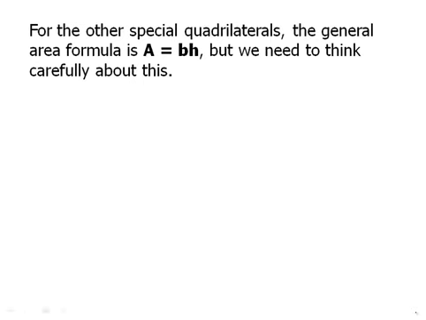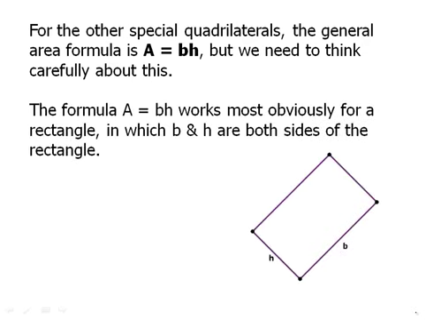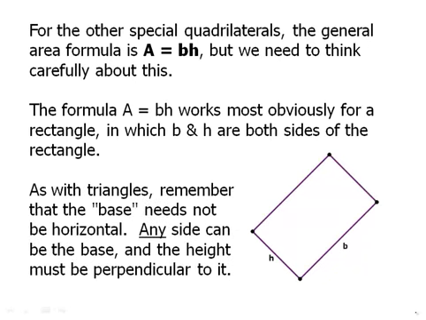For the other special quadrilaterals, the general formula is area equals base times height, but we need to think carefully about this. The formula area equals base times height most obviously works for a rectangle, in which B and H are sides of the rectangle. As with triangles, remember that the base needs not be horizontal. Any side can be the base, and the height must be perpendicular to it. So for a rectangle, the area is just the product of the two different side lengths.